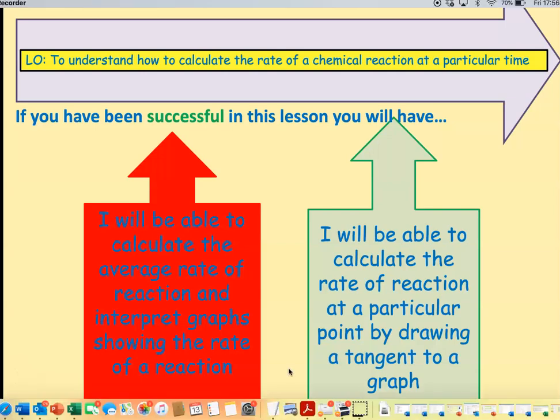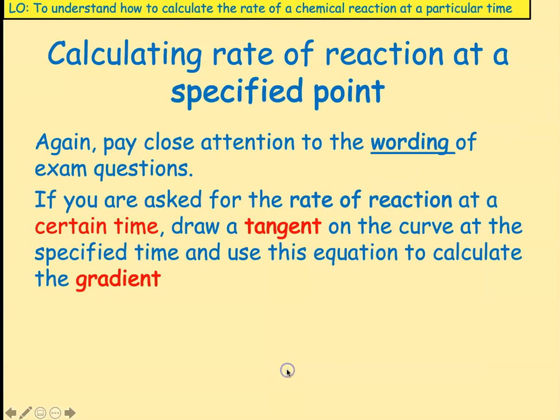Okay, so we're going to try and tackle our second one now, to be able to calculate the rate of reaction at one point by drawing a tangent to the graph. Again, pay close attention to the wording of exam questions. If you're asked for the rate of reaction at a certain time, draw a tangent on the curve at the specified time. A tangent is at 90 degrees to the curve.